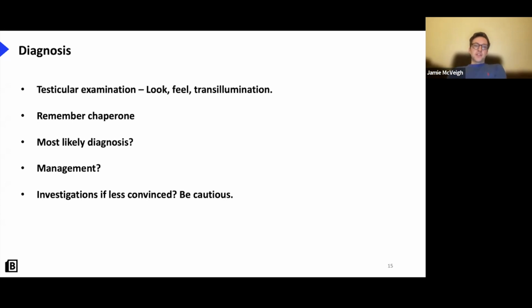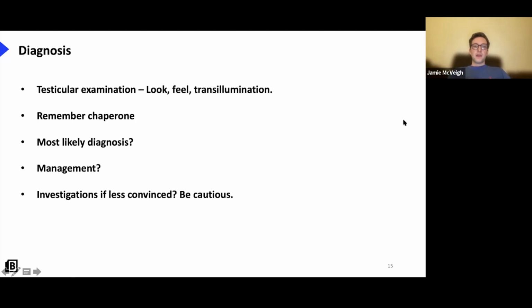But also think about the histories, go through your SOCRATES. Is it sudden onset? Was it during some sort of trauma or some sort of sport, and then suddenly they had this real onset of pain that has not gone away? That's typical for a torsion. It'll often be in young people, quite often teenagers, or 20 to 30-year-olds. So make sure you have a chaperone, as you should with any patient whose genitalia you're examining. And that shouldn't just be a relative, that needs to be a healthcare professional.